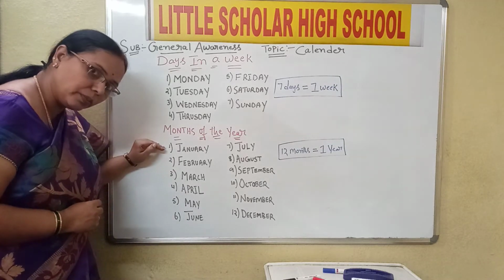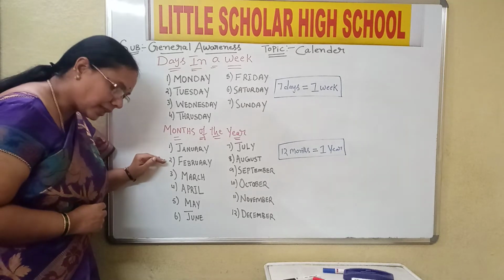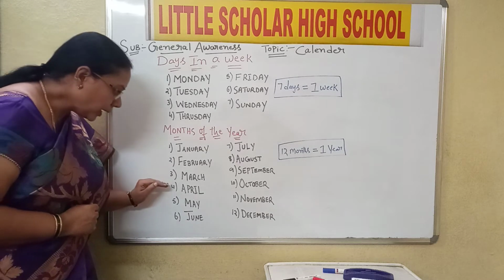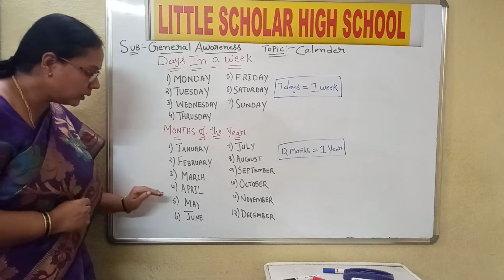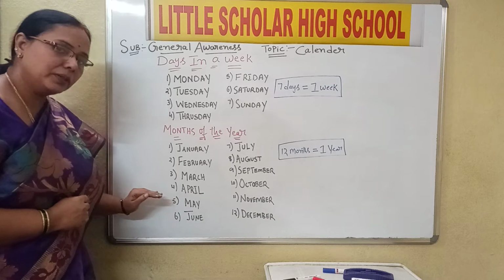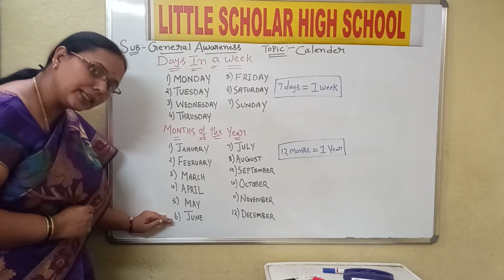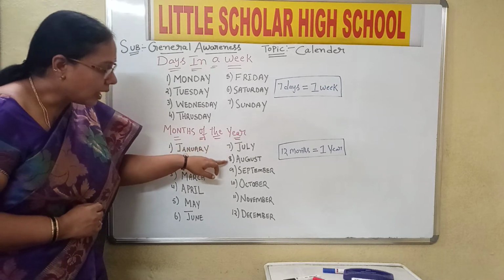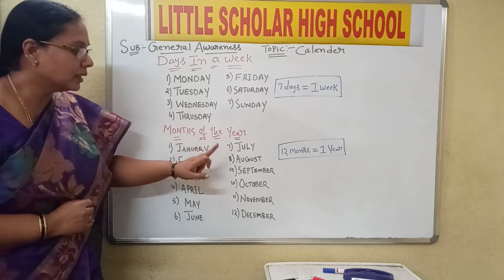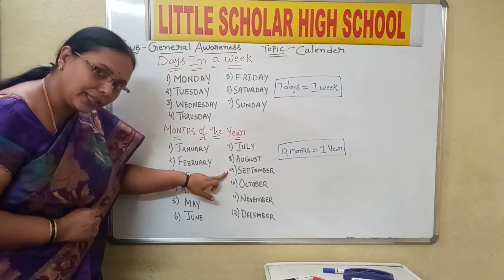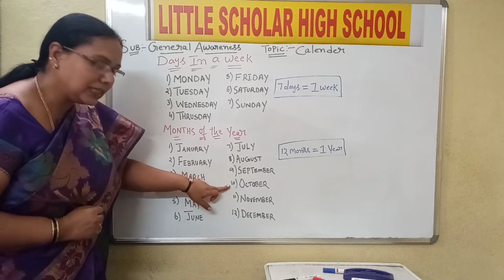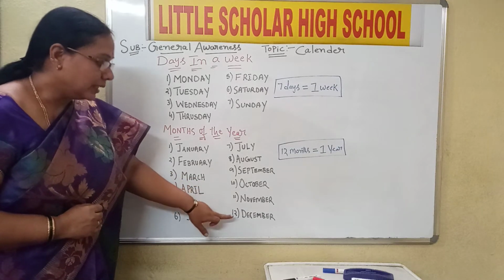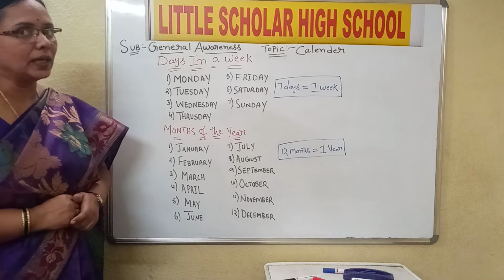January is the first month. February is the second month. March is the third month. April is the fourth month. May is the fifth month. June is the sixth month. July is the seventh month. August is the eighth month. September is the ninth month. October is the tenth month. November is the 11th month. December is the 12th month.